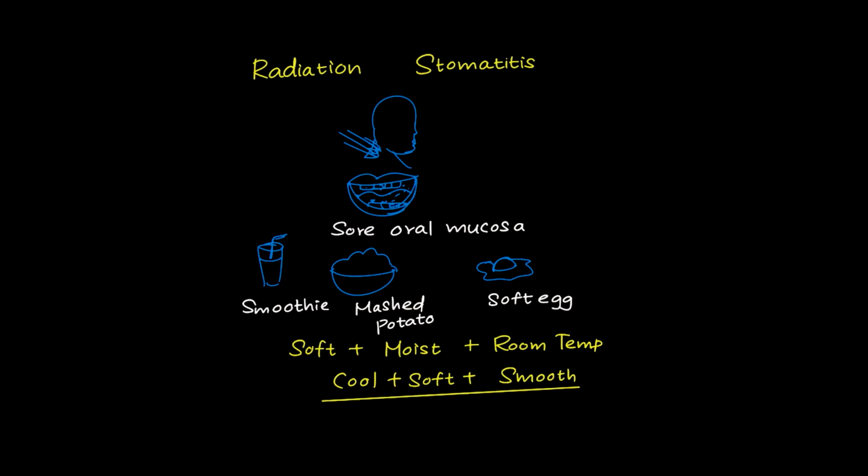Here's a D440 OA exam tip for you. When the question mentions radiation, chemo, or mouth sores, pick soft and room temperature. Quick recall hook: cool, soft, smooth beats hot and spicy.